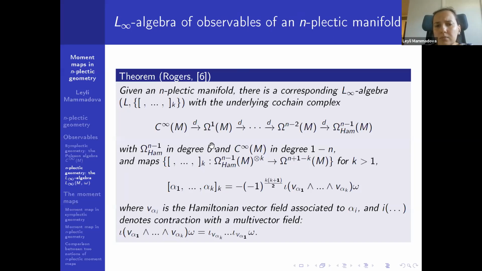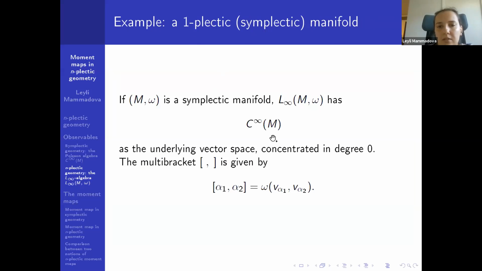This looks a bit maybe intimidating, so let's see what happens for lower n's. For n equal 1, we just get Hamiltonian 0-forms, so C infinity M, and the only multi-bracket that survives is the second one, the binary bracket, and it's given by this. So we just recover the familiar Poisson algebra of observables. But again, I will have to remind you that we're not interested in the commutative algebra structure.